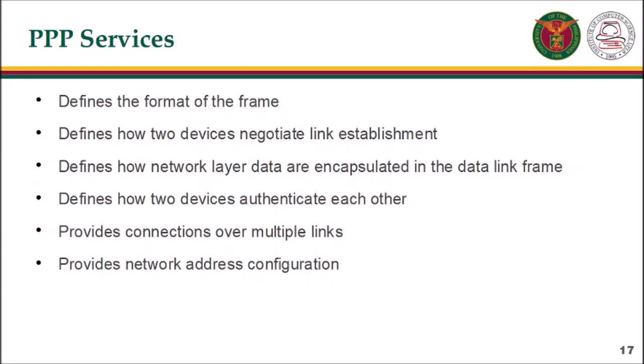The designers of PPP have included several services to make it suitable for a point-to-point protocol. PPP defines the format of the frame to be exchanged between devices. It also defines how two devices can negotiate the establishment of the link and the exchange of data. It also defines how network layer data are encapsulated in the data link frame. It also defines how two devices authenticate each other. It provides connection over multiple links. It also provides network address configuration.